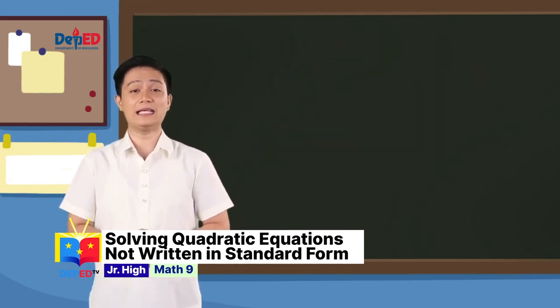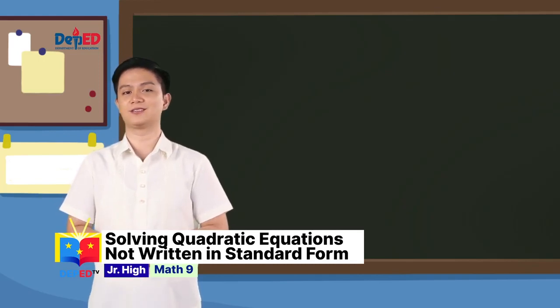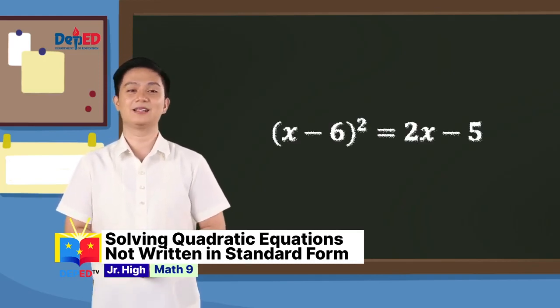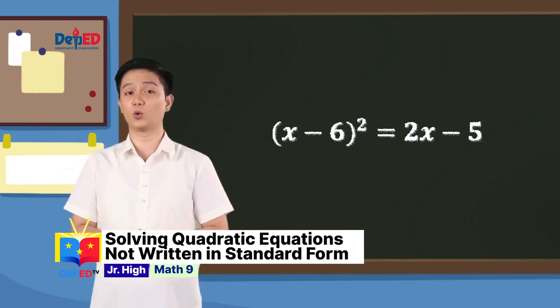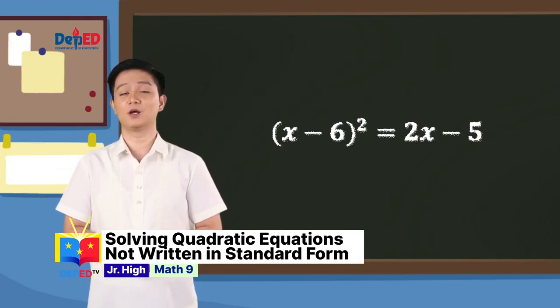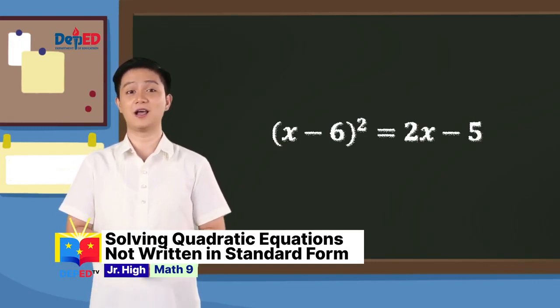We have to write each equation in standard form and identify its roots. Let's do this. Equation number 1: quantity x minus 6 squared equals 2x minus 5. For 45 seconds, go!